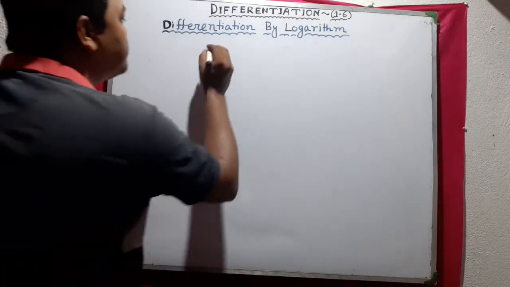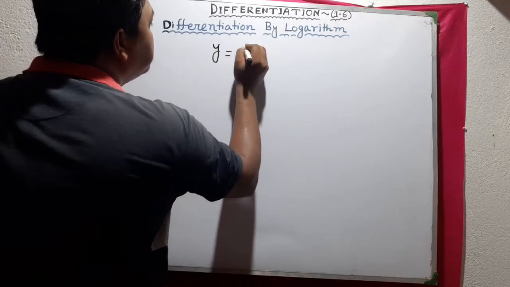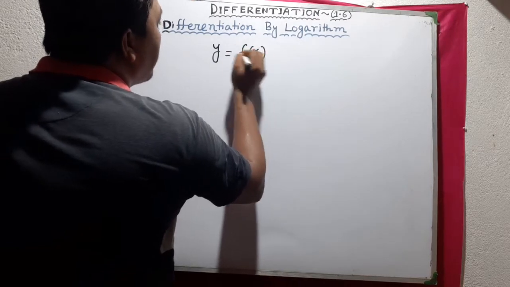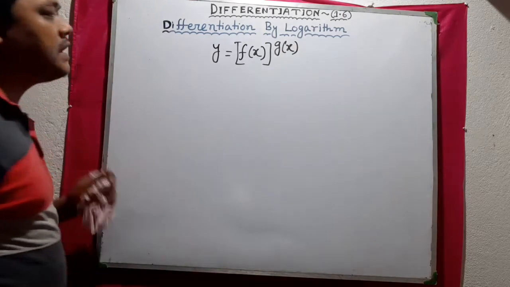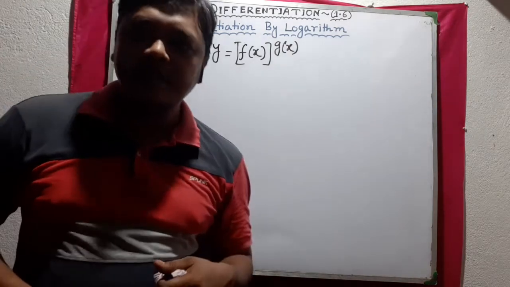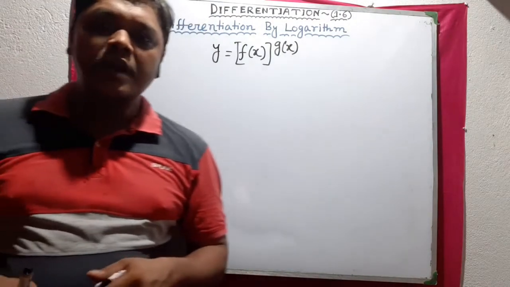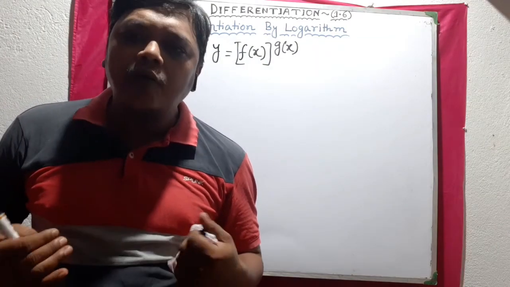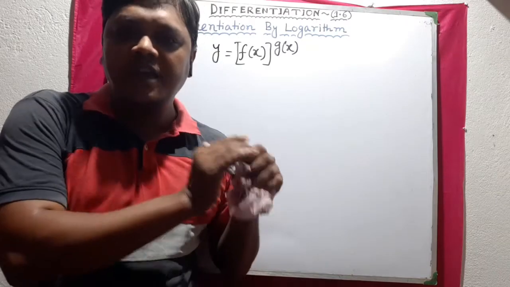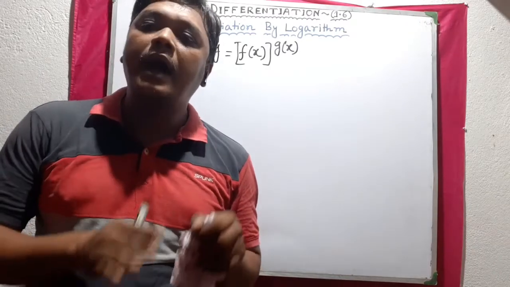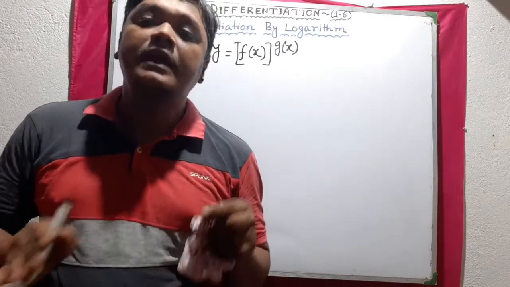If y equals f(x) to the power g(x), then how to find dy/dx? If the function is given to you in the form y equals f(x) to the power g(x), then how to find dy/dx? কি বলতে চাইছে যে ফাংশনটা যদি এই ফর্মে থাকে তাহলে আমরা এই ডেরিভেটিভ বা dy dx কিভাবে বার করব?